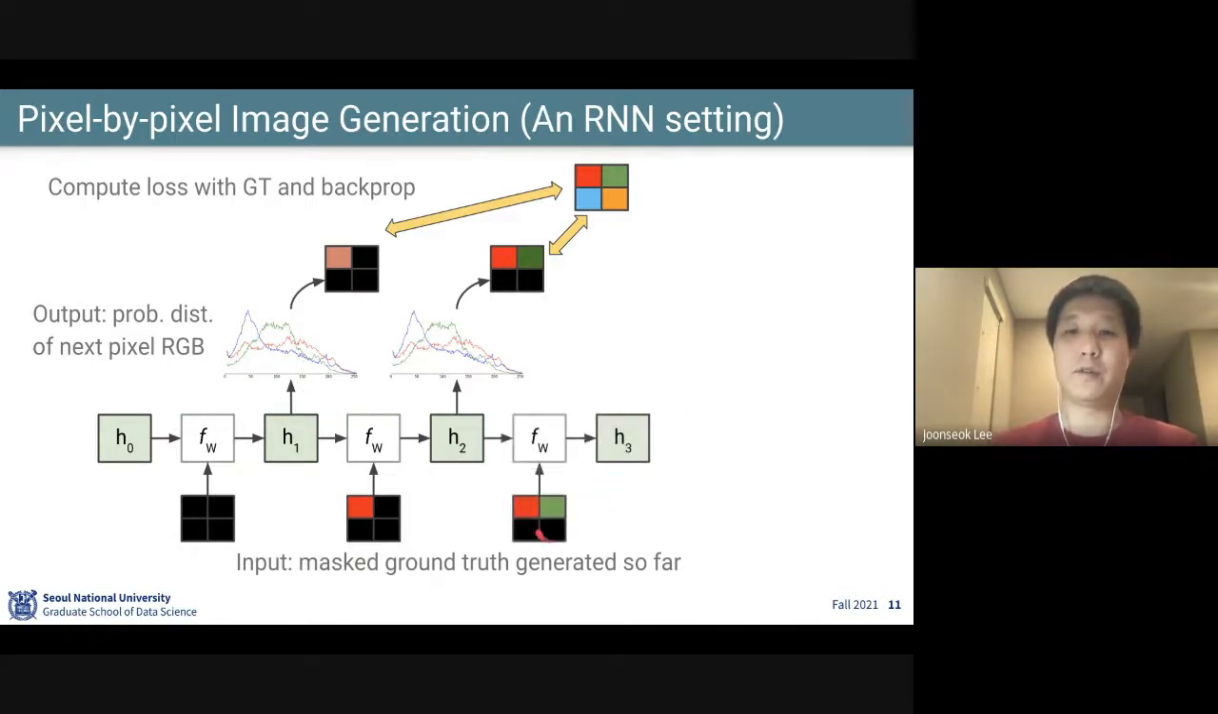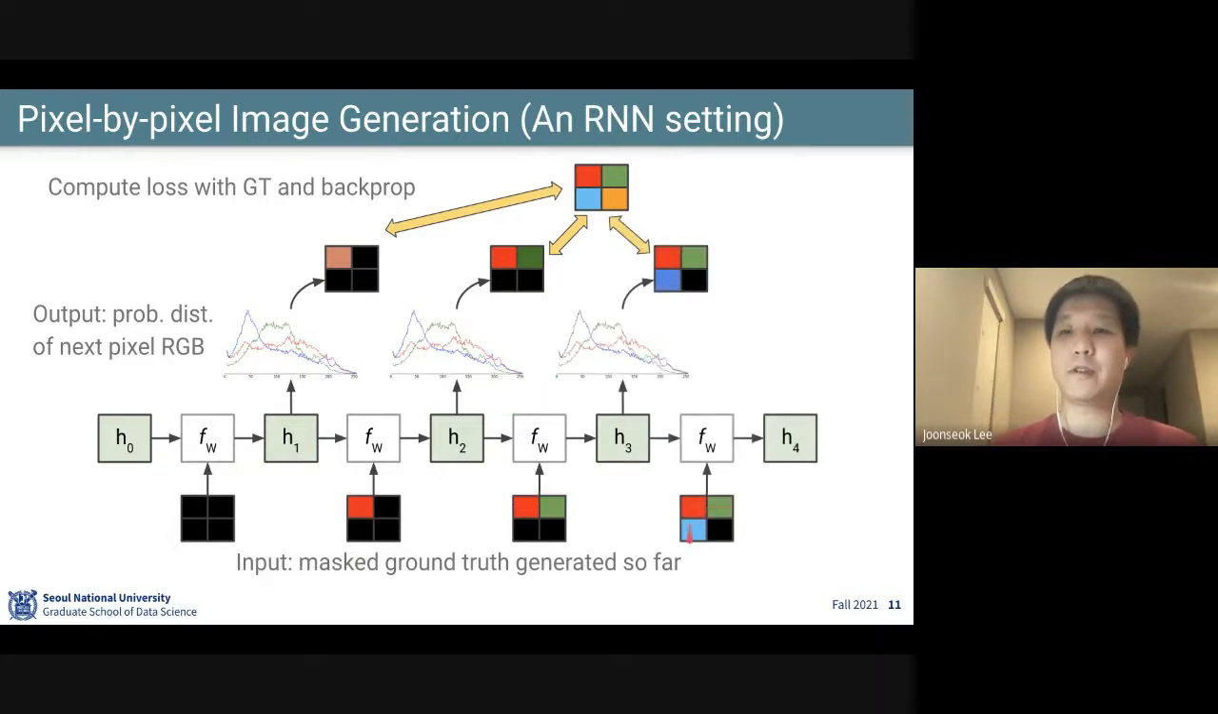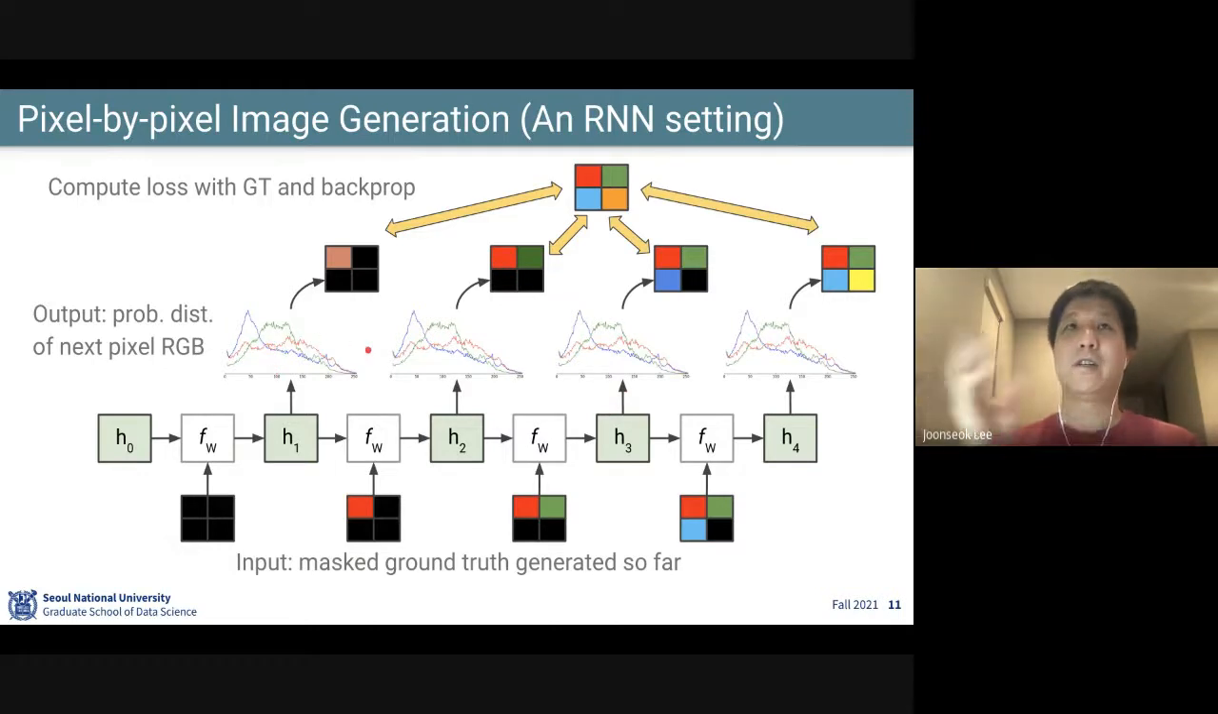So given the 2 pixels, they generate the third pixel. Given the 3 pixels, then they generate the fourth pixel. So it naturally fits into the RNN setting, right? So they apply these RNN models to generate each pixel one by one. Actually, R, G, and B are also generated sequentially, but I didn't draw it that way, just for convenience here.